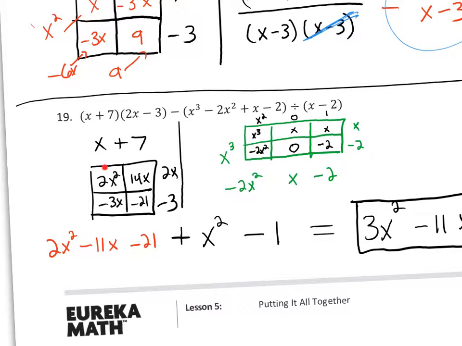X plus 7 goes on the top there. 2x and minus 3, did they do that right? X times 2x is 2x squared. 7 times 2x is 14x. X times negative 3 is negative 3x. 7 times negative 3, those are like terms, they can combine, so it looks like they did the multiplication right. So I'll give them a green check for that. Nice job.